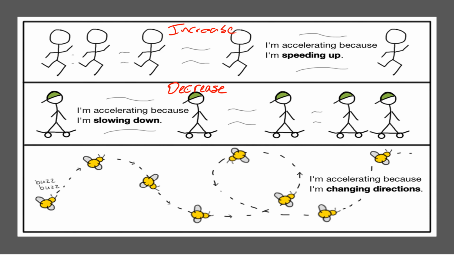And the third one here, we have a bee flying around. Anytime that bee changes direction, it's accelerating. Maybe it's not changing the rate, but acceleration is a change in velocity, not speed. Okay, keep that in mind. It's a change in velocity. Velocity has a direction. And so even though it's not changing the speed of the bee, it is changing the direction. Therefore, it is accelerating because it's a change in its velocity.